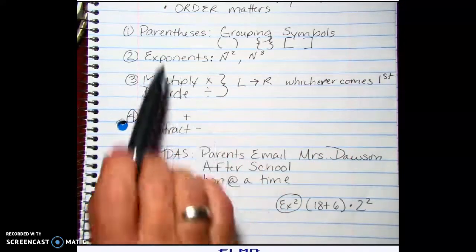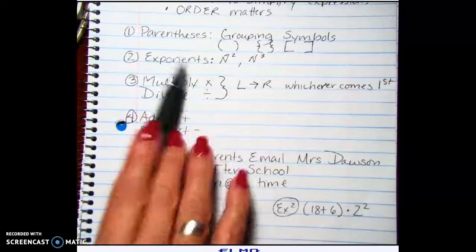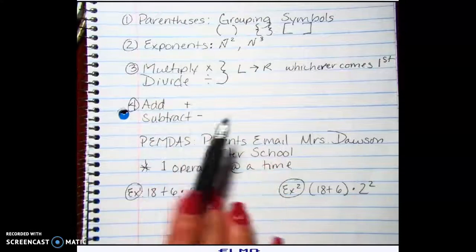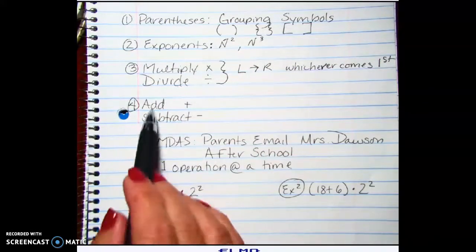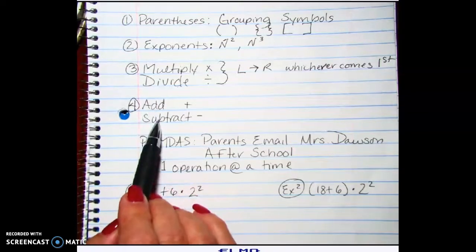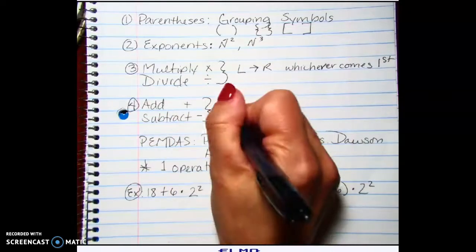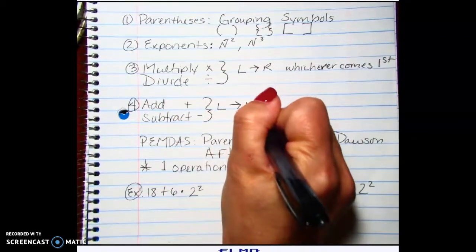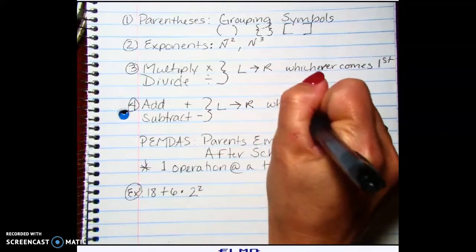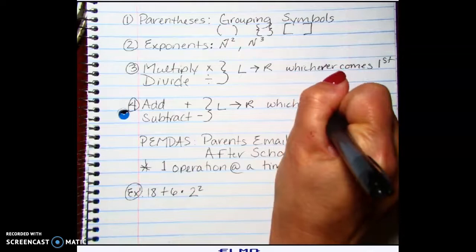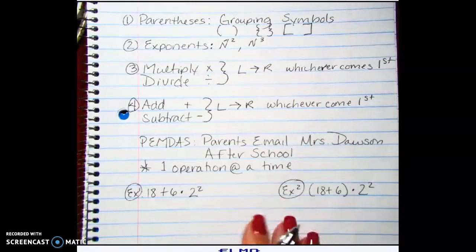So first I look for parentheses and I do whatever's in the parentheses. Then I go to exponents. After I'm done with exponents, I then go to multiply or divide, whichever comes first. The only thing that's left is add and subtract. And again, it works very similar to multiply and divide. We look left to right, just like when we read, and whichever comes first in our expression is the operation that we perform.